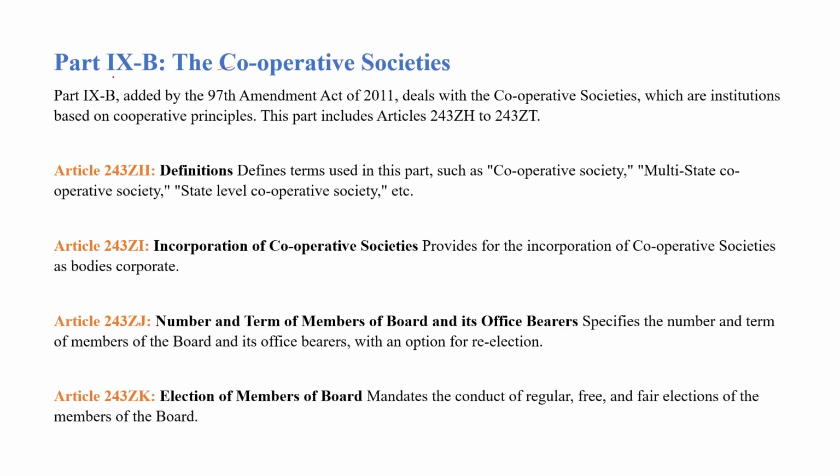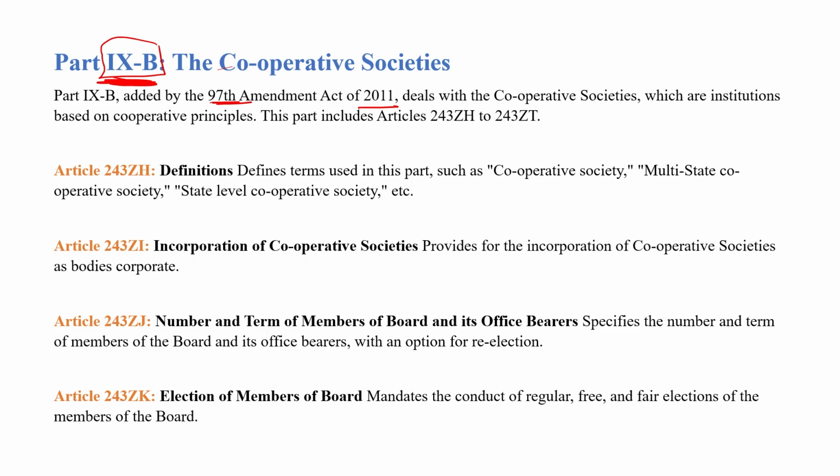Now the last part related to the ninth is Part IX-B, which was added by the 97th Amendment in 2011, and the title of Part IX-B is Cooperative Societies. So in this part we have to discuss cooperative societies. First we have to understand what a cooperative society is. What is the simple definition, and generally what are cooperative societies?